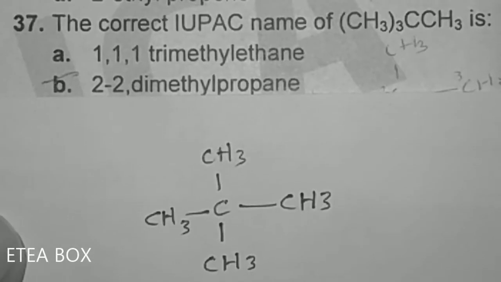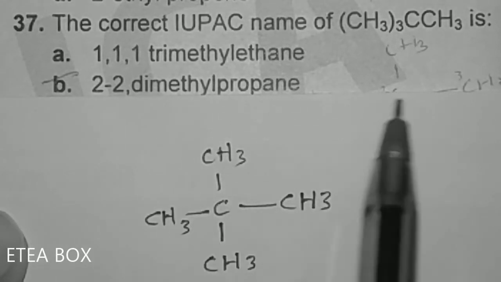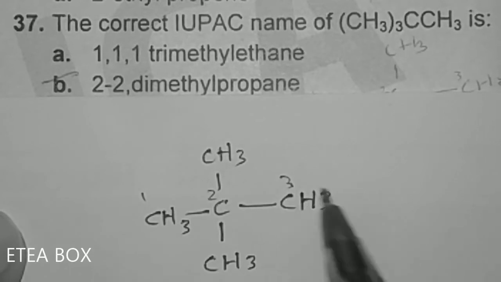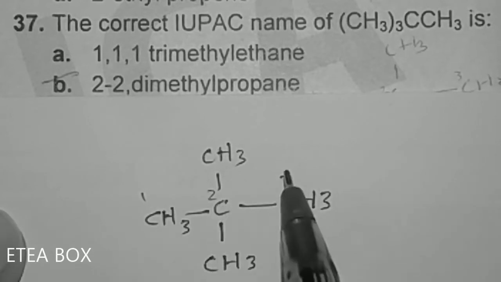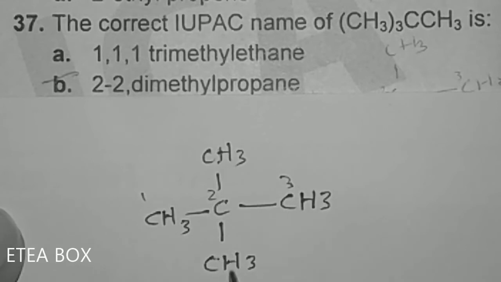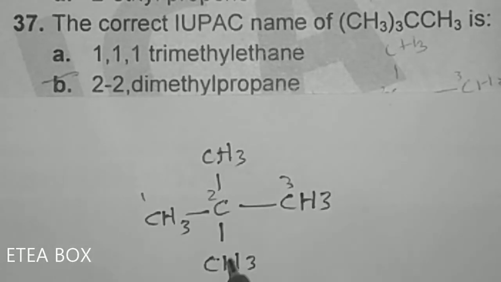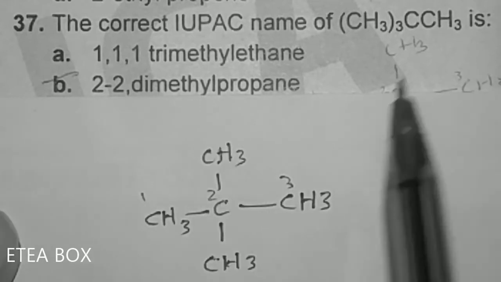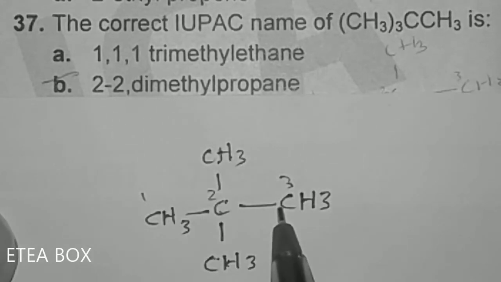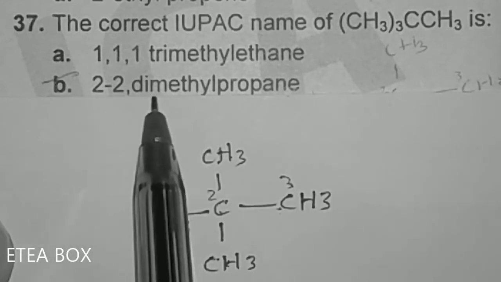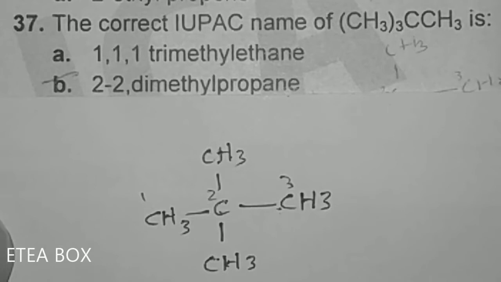The IUPAC name of this compound. Now look here, first of all select the longest chain. You have to draw the structure like this. 1, 2, 3. This one is the longest chain. Now on carbon number 2 a methyl is present and another methyl is present, so you have to write the 2 like this, 2,2-dimethyl. And prop, 1, 2, 3: the chain contains 3 carbons, so prop, and single bonds, so ane. 2,2-dimethylpropane is the IUPAC name for this compound.